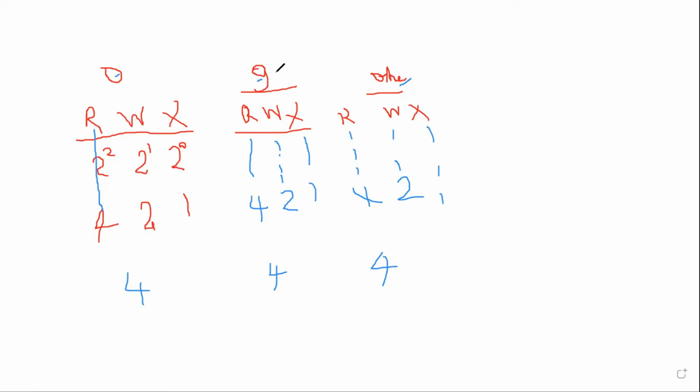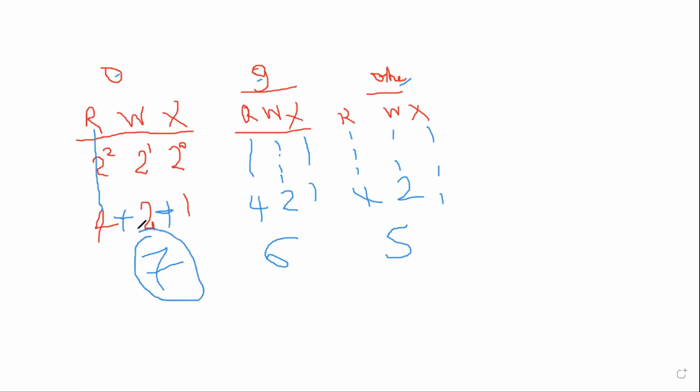So what if I say 7 here, 6 here, 5? If I do 7, 6, 5, what does it mean? 7 is 4 plus 2 plus 1. So 7 means read, write, execute. So it means that the owner has read, write, execute permission.